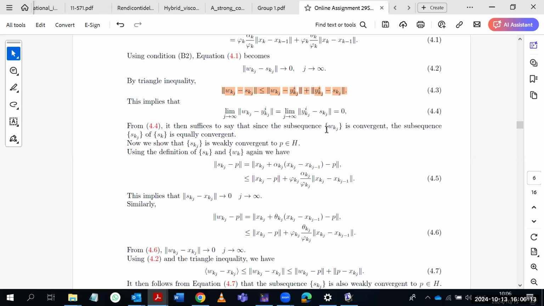Okay. So I think Auto lots of it because Auto already include wkj minus ykj. Yeah, Auto. The statement is correct. So, but equally convergent to what?